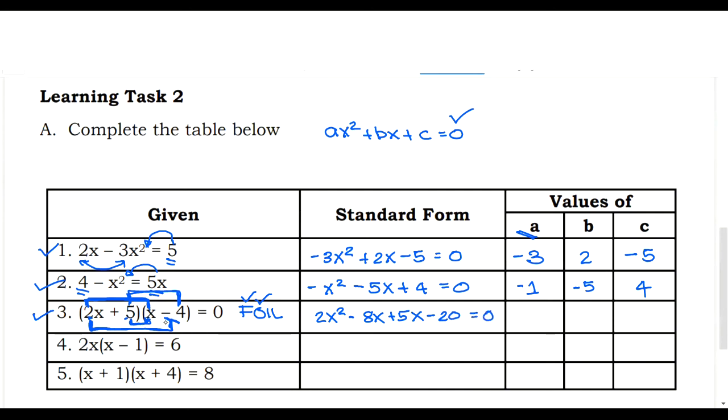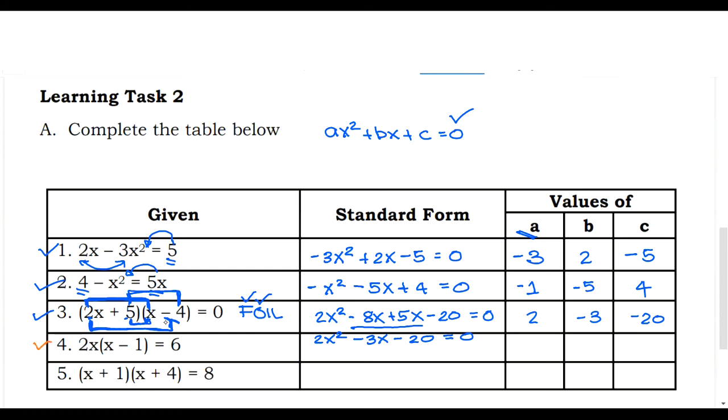And then we collect like terms. So let's do it. Ito lang naman yung like terms. So what do we have? We have 2x squared minus what is negative 8x plus 5x. You'll get negative 3x. And then copy negative 20 equal to 0. Okay? So, sige nga, what is A? Your A is 2. Okay, B is negative 3. And C is negative 20. See? So, madali lang. Okay?